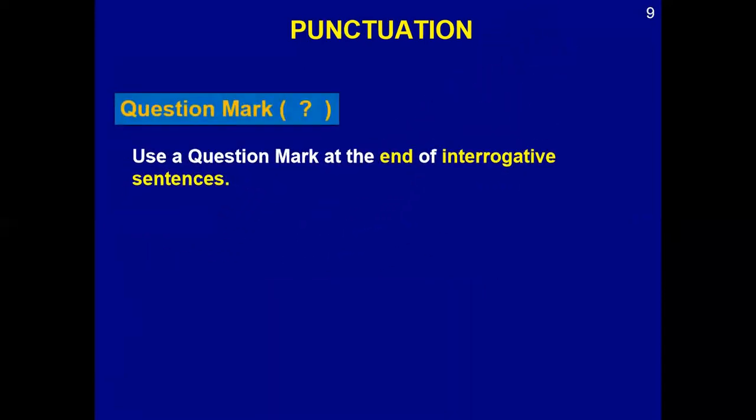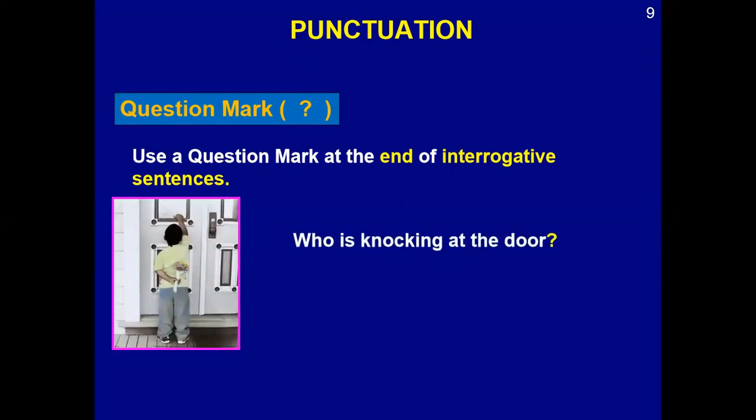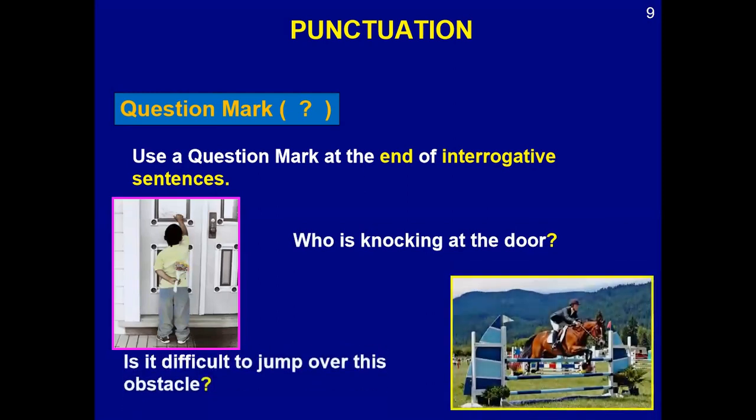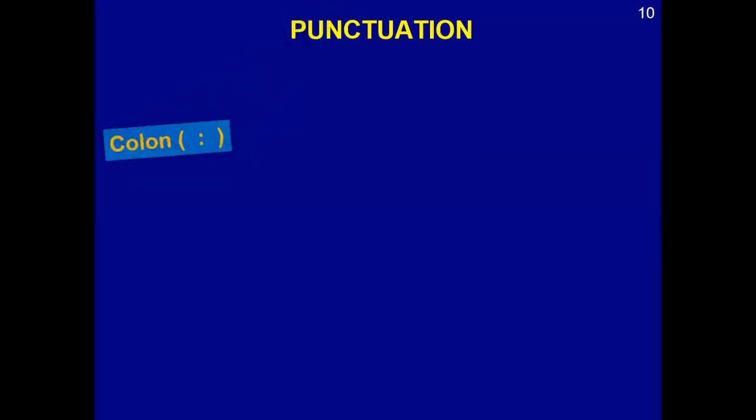Question mark. Use a question mark at the end of an interrogative sentence. Of course, everyone knows whenever a question has been raised, posted, or asked, then the sentence has to be ended with a question mark. Who is knocking at the door? So there's a question. Is it difficult to jump over this obstacle? Then again, it's a question. All those sentences that pose or raise a question are ended with a question mark.